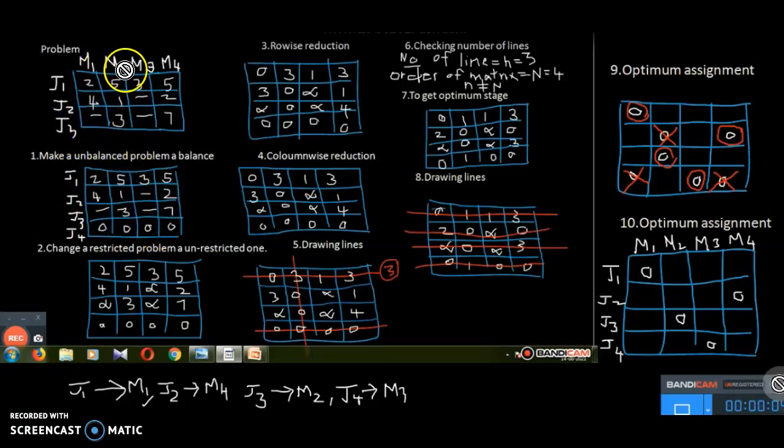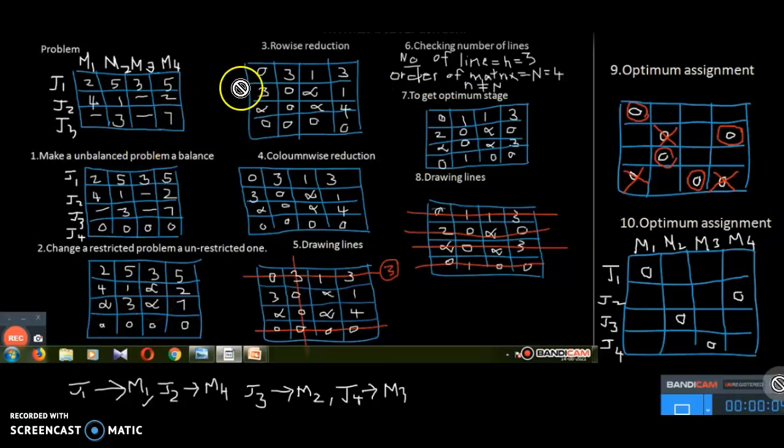One more difficulty is there. This is a restricted problem. We have to make this restricted problem an unrestricted problem by replacing these unassigned values with infinity. Okay, that's step number 2. We can change the restricted problem into an unrestricted problem by changing the blank spaces into infinity costs. Okay, we are assigning the infinity cost for unassigned cells here. This is step number 2.